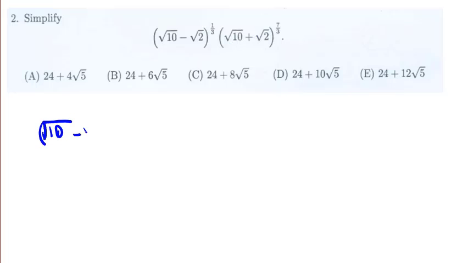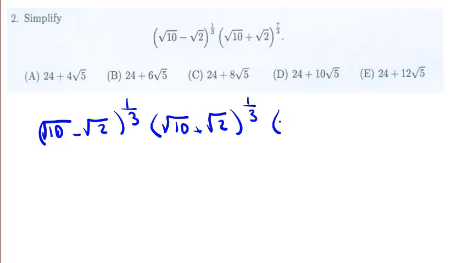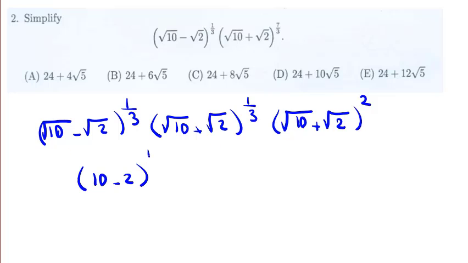Let me write to understand better. It will be 1 over 3. You say, okay, it is root 10 plus root 2 to the power of 1 over 3 times root 10 plus root 2 to the power of 6 over 3, which is 2. If we multiply these two terms, it will be 10 minus 2 to the power of 1 over 3, and you can raise it to the power of 2. It will be 10 plus 2 root 20.